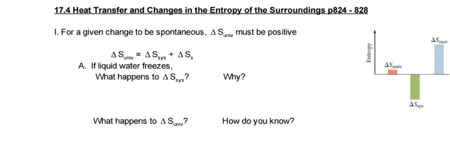All right, so we learned earlier for a given change to be spontaneous, the delta S of the universe must be positive. That's your second law of thermodynamics. That's your excuse why your room might be messy. You're just helping out the universe becoming more disorderly.